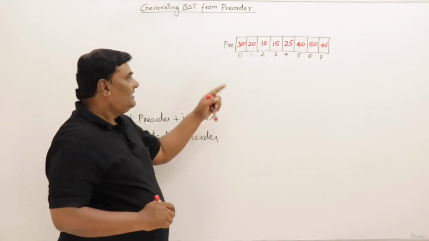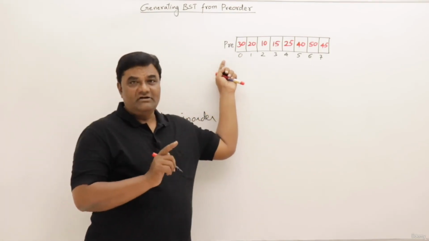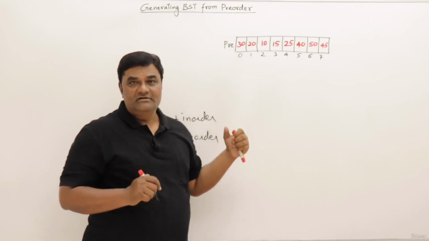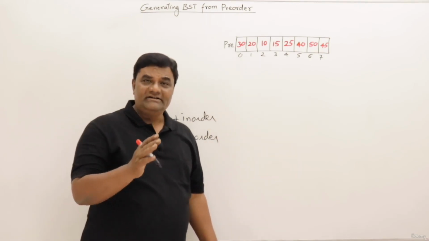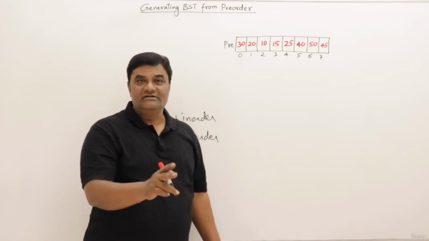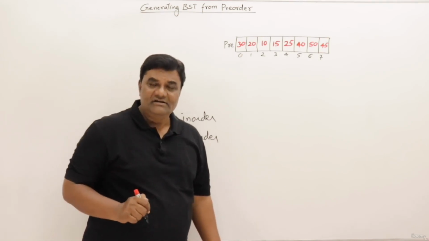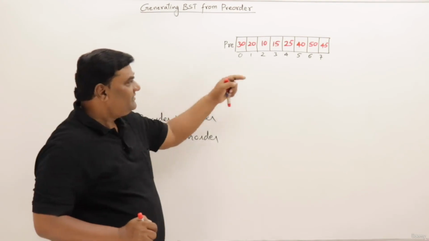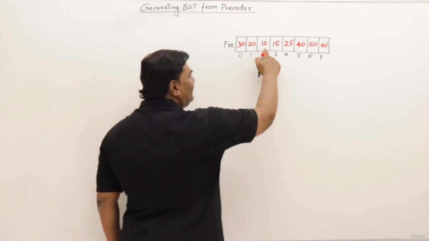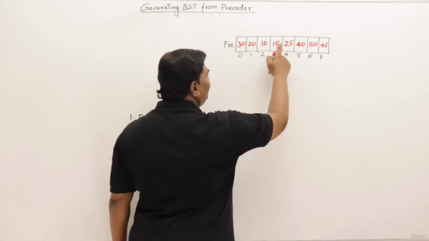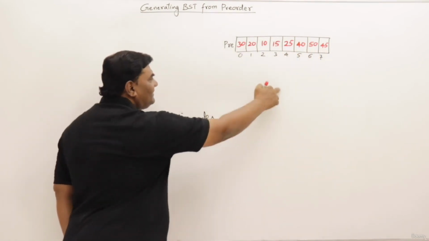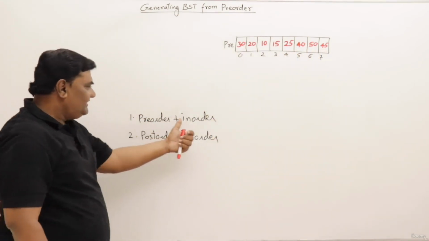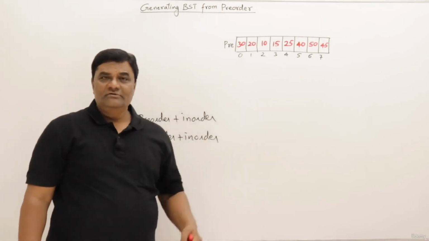But in the example, I have only pre-order. What about in-order? I don't have to worry. In-order traversal of a binary search tree gives a sorted order. This is the property of a binary search tree. So I can take the sorted order of these elements like 10, 15, 20, 25, 30, 40, 45 and 50. If I take the sorted order, then I'll have pre-order and in-order. Then I can follow that whole procedure.